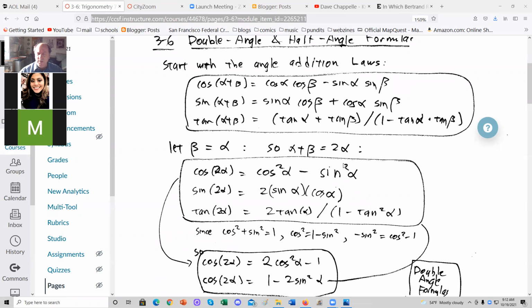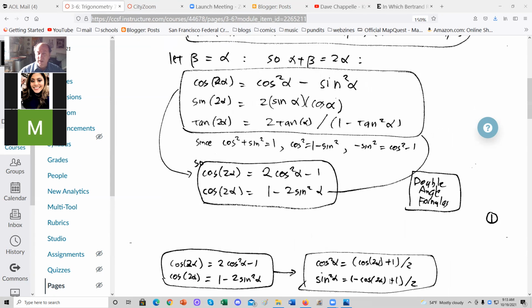Now, this cos squared minus sine squared we can rewrite using the Pythagorean identity. Cos squared plus sine squared equals 1, so cos squared is 1 minus sine squared. We could replace that. And negative sine squared we could replace by cos squared minus 1. So this plus these rules make cosine of twice an angle equal 2 cos squared alpha minus 1, and also 1 minus twice sine squared alpha. So these three cosine rules, and the sine and tangent rule, constitute the double angle formulas.